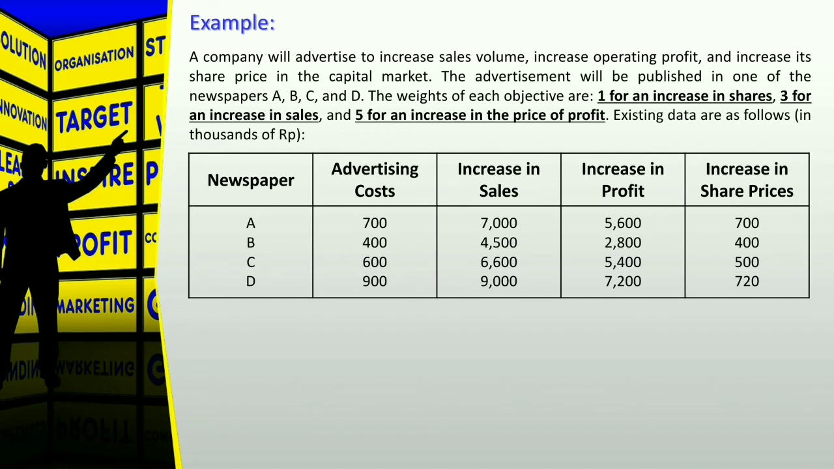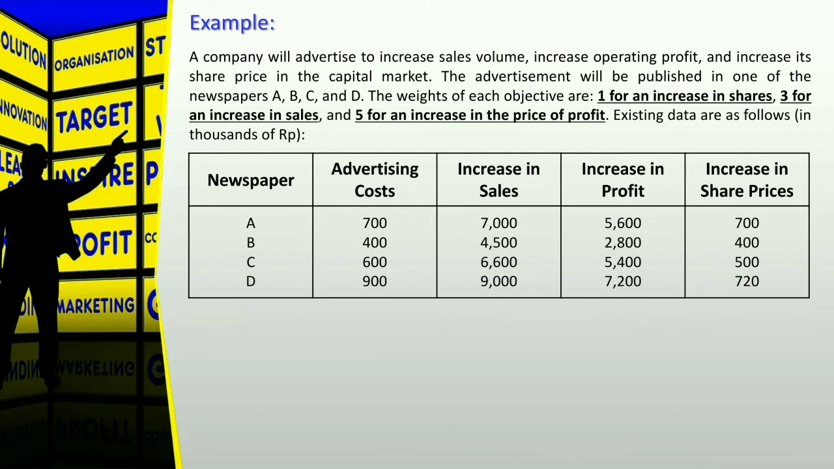And this is the data. As you can see in the table, in newspaper A, there is an advertising cost of 700, increase in sales is 7,000, increase in profit is 5,600, and increase in share price is 700. Next, we have newspaper B. In newspaper B, there is an advertising cost of 400, increase in sales 4,500, increase in profit 2,800, and increase in share price 400.